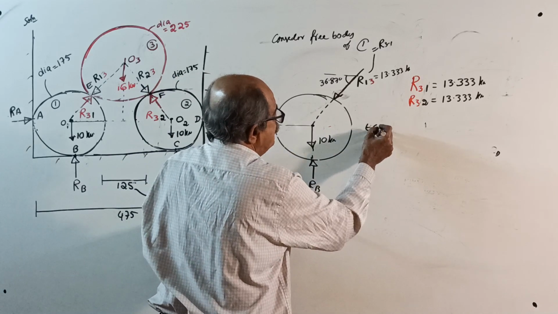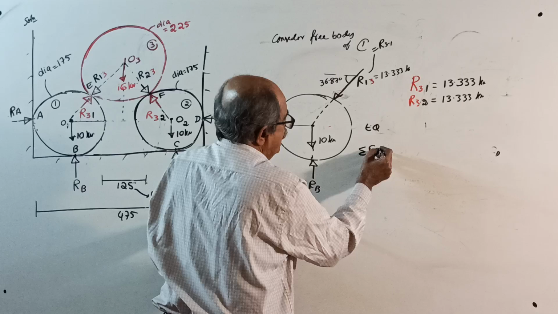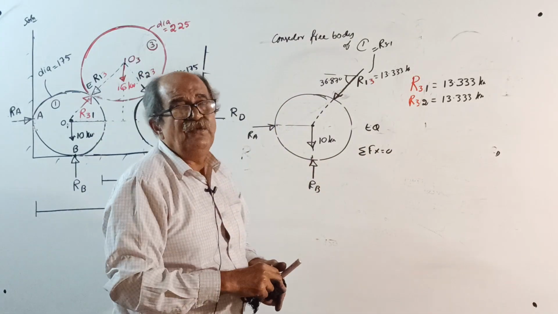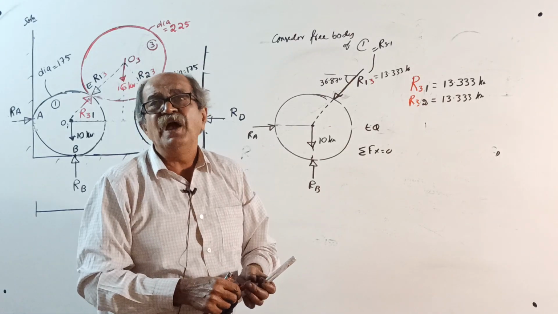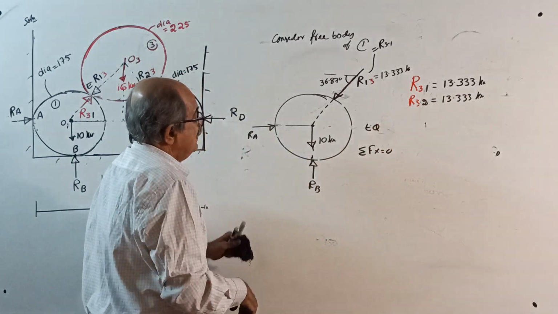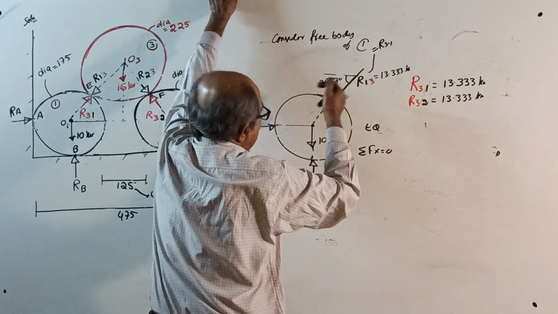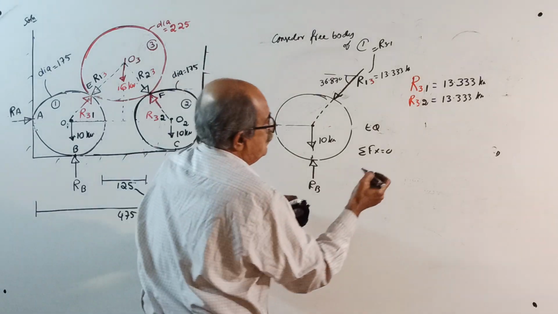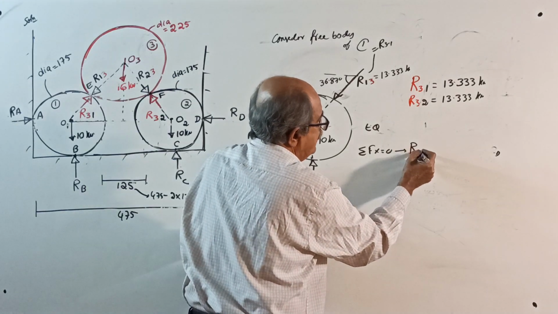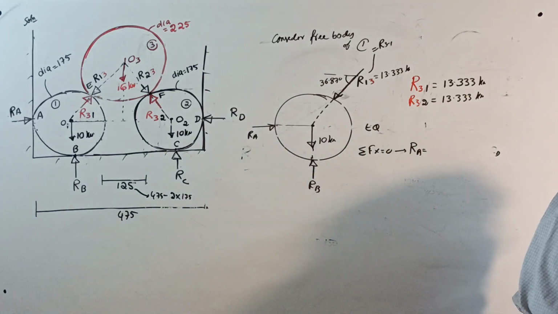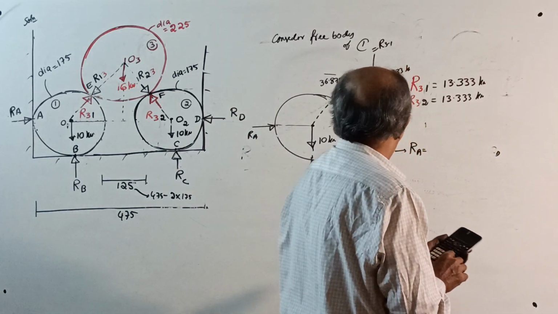Apply equilibrium. Sigma Fx equal to 0. I will not write it out because this is not the first time; maybe a hundred times I am explaining. Plus RA minus 13.333 into cos 36.87 equal to 0, you will get the value of RA. If you cannot do this much, if you are so lazy, I can't do anything.